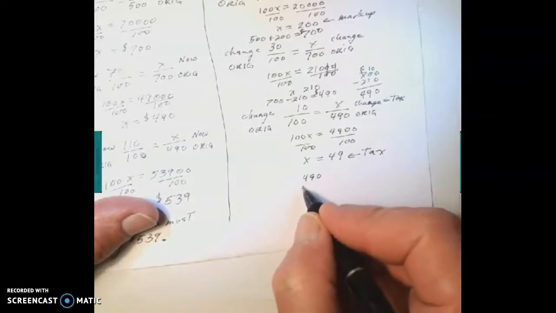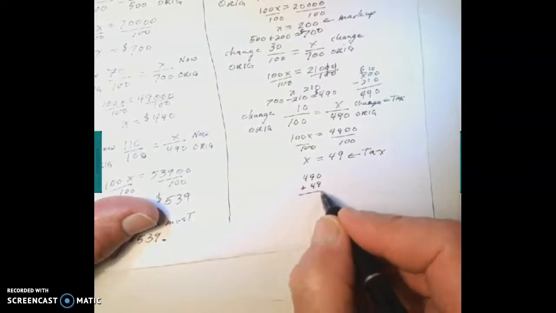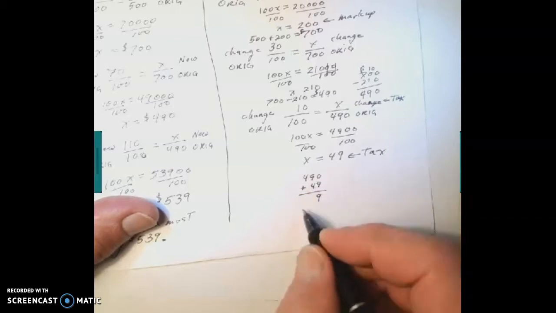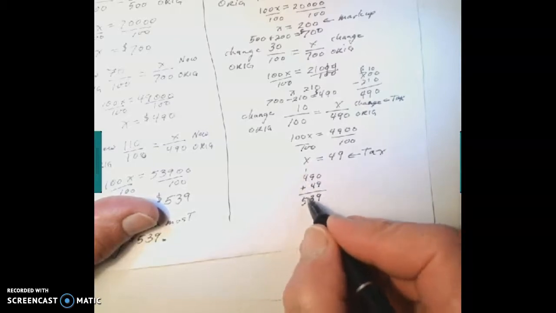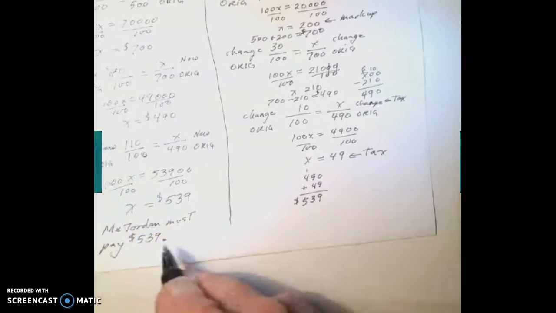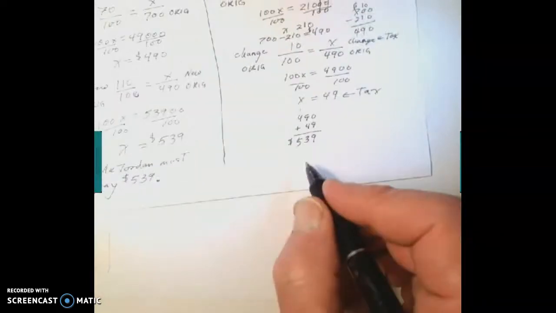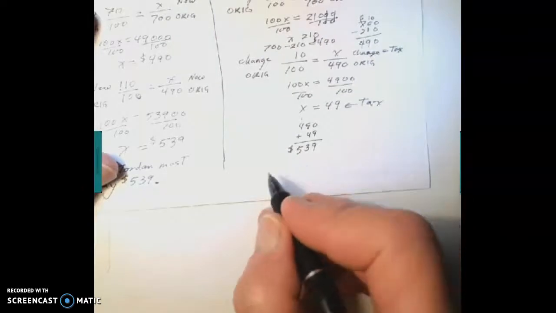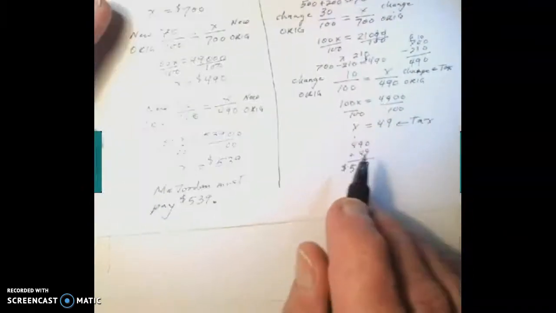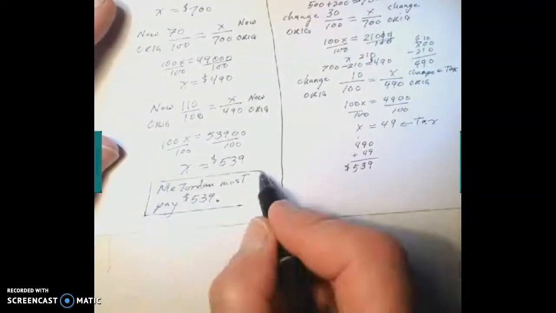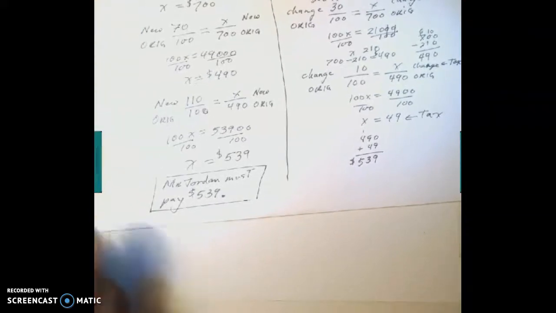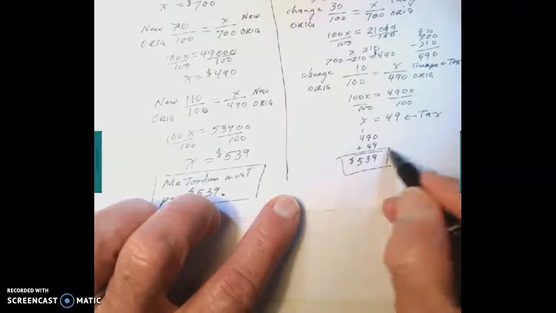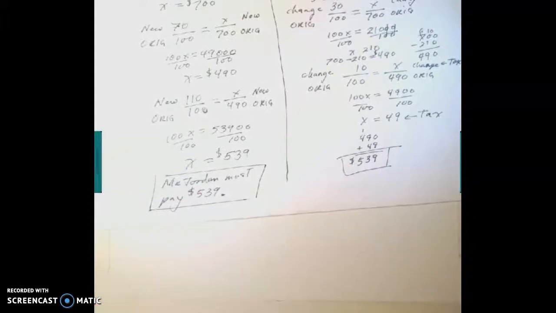So 490 plus 49, 9 plus 4 is 13, carry a 1, $539. Again, the same price we got over here, so that feels really good. Mr. Jordan must pay $539 for the bicycle, including tax. That was problem 30.